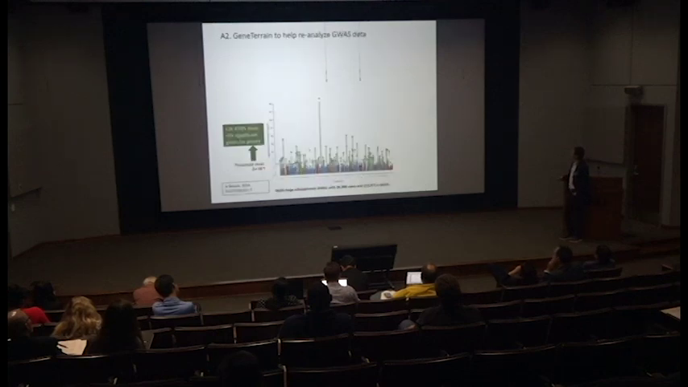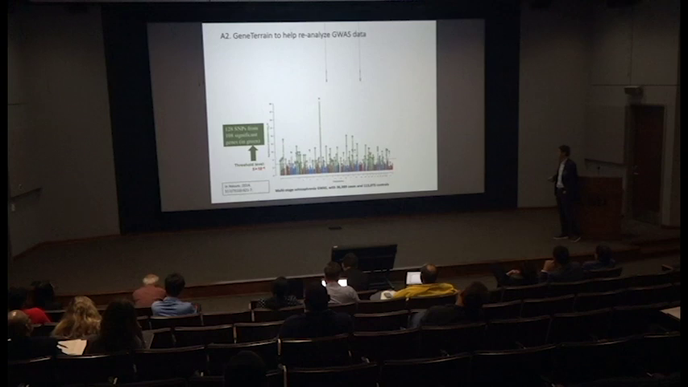Okay. Another example is we're trying to reanalyze GWAS data, and there's a Nature paper from 4 years ago that looked at all the GWAS studies from a multi-stage schizophrenia study with 36,000 cases and 113,000 controls.